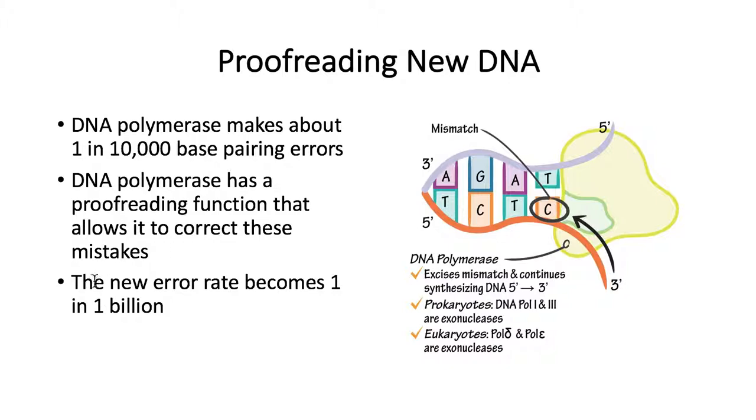And after DNA polymerase has done its proofreading, the new error rate goes way down to 1 in 1 billion. This is kind of like when you're handing in a really important essay for English and you do a rough draft. You don't hand in the rough draft. You proofread it, you fix all your mistakes, and what you hand in is much better than your rough draft.